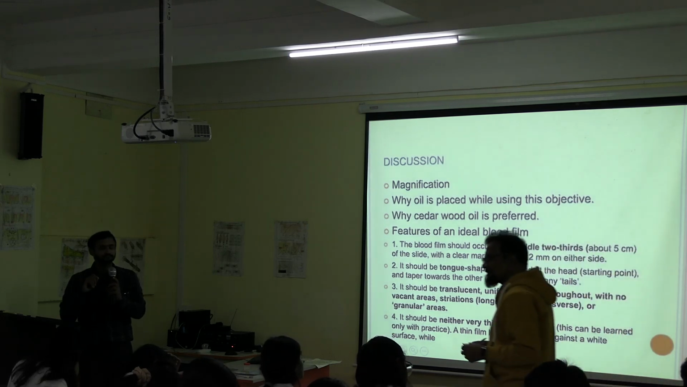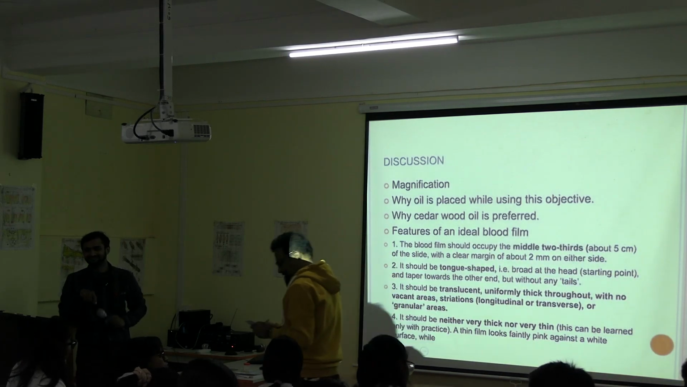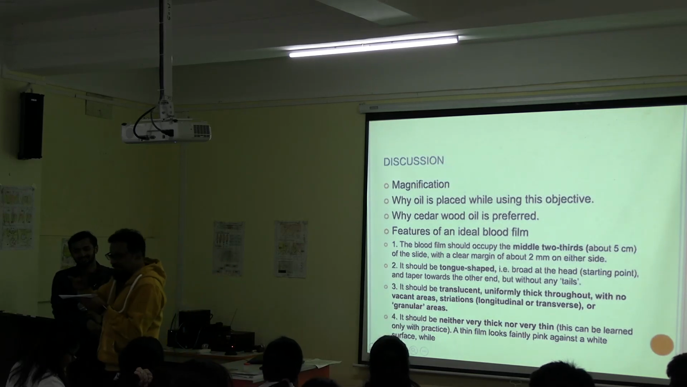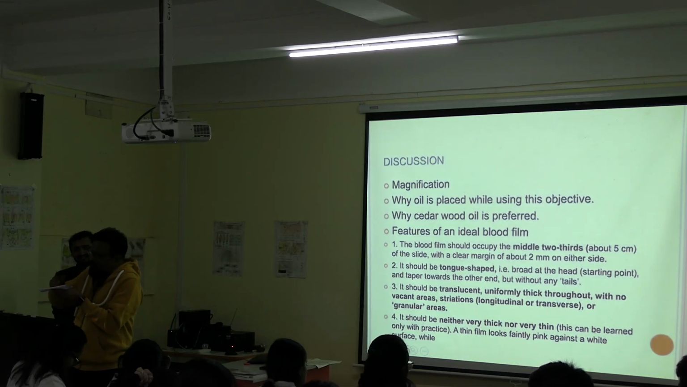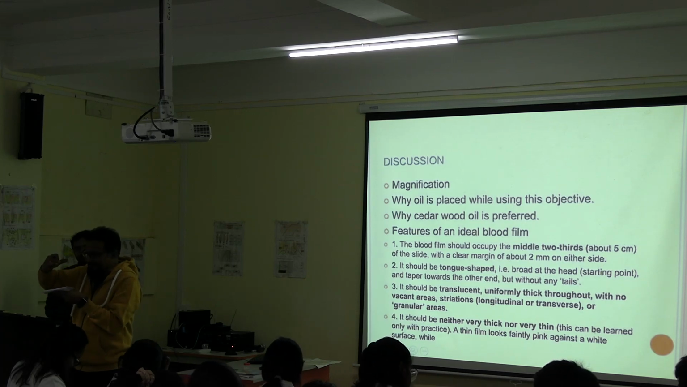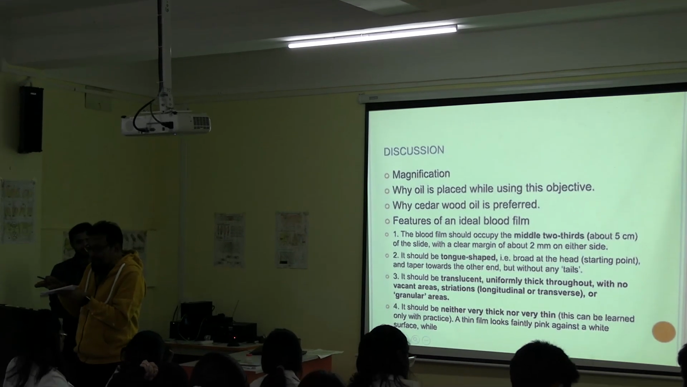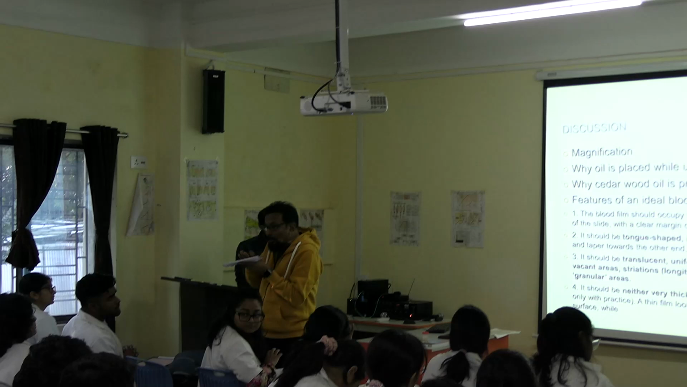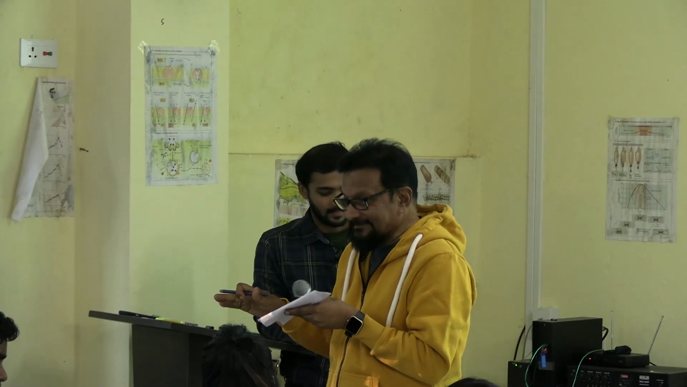Single layer thick means, if it is thick, 2 or 3 RBCs may be stacked one over another, so it is a double layer or triple layer. Single layer means only one cell layer will be there. So that will be thin. Here we will find all the cells are separated from each other.